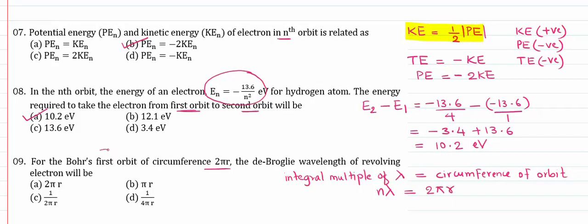Circumference of orbit means n into lambda is equal to 2 pi into r. Here he says first orbit, so n is equal to 1. If you substitute n is equal to 1, you will have lambda is equal to 2 pi r. So de Broglie's wavelength will be 2 pi r. So option A is the answer.